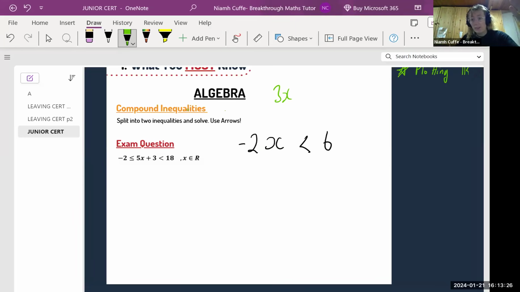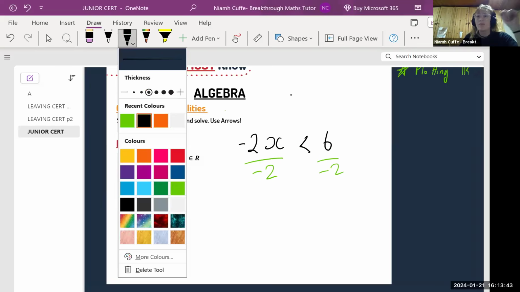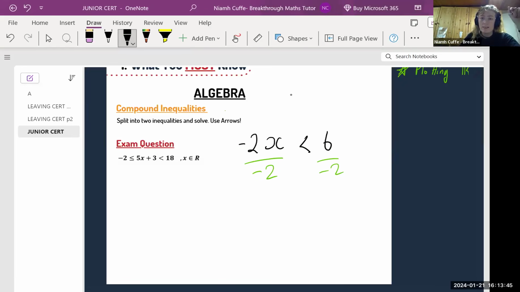But I don't want minus 2x, I want x. So to get rid of that minus 2, guys, I'm going to do the opposite. I'm going to divide through by minus 2. Now, when I divide by a negative number, what we're going to see is that the sign flips. This inequality sign is going to flip and become the opposite. So we're going to end up with x is greater than minus 3. And that's the only rule that we really need to see.